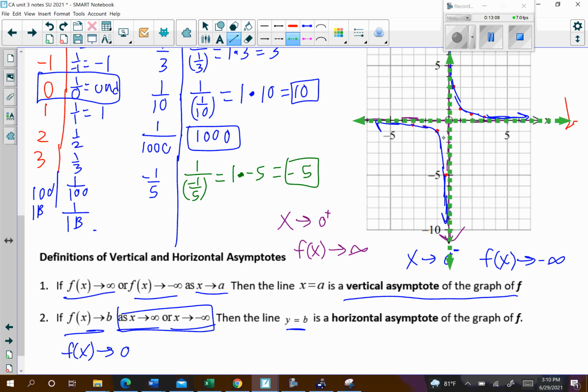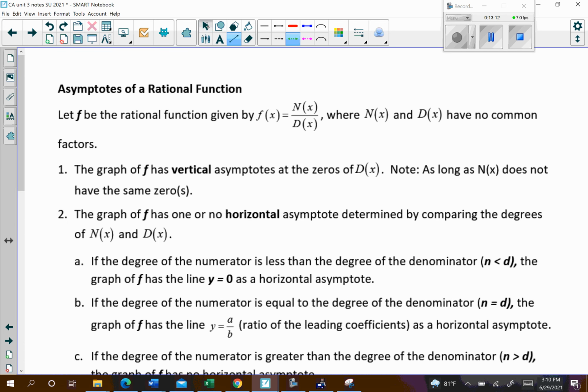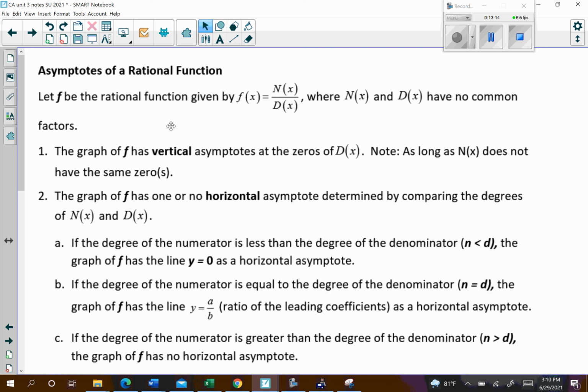Okay, let's go ahead and move on. So let's talk about asymptotes of rational functions. Let f be a rational function given that f of x equals n of x divided by d of x, where n of x and d of x have no common factors. The graph of f has a vertical asymptote at the zeros of d of x, the denominator, basically just the restricted values.